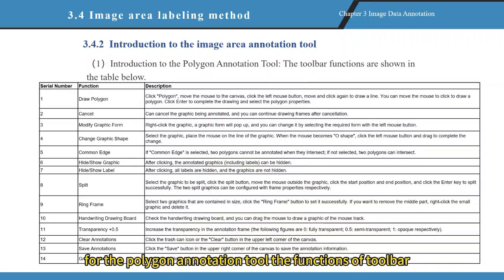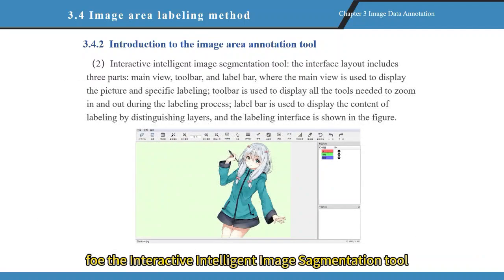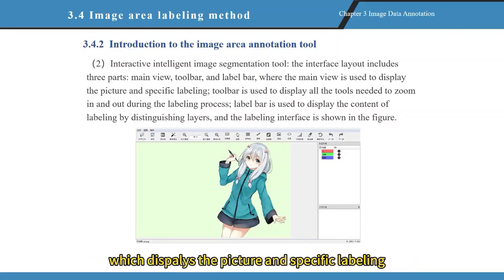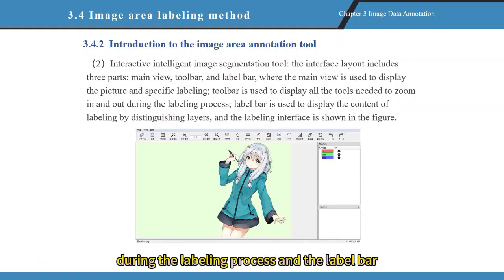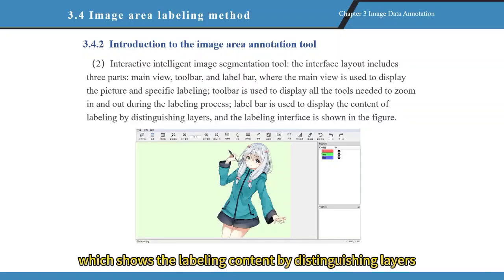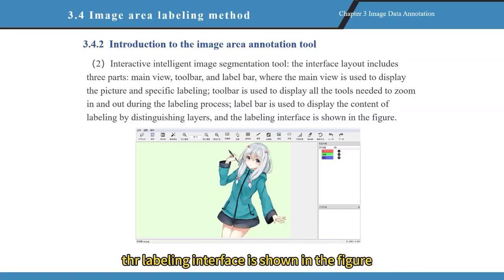For the polygon annotation tool, the functions of its toolbar are presented in the following table. For the interactive intelligent image segmentation tool, its interface layout consists of three parts: the main view, which displays the picture and specific labeling; the toolbar, which shows all the necessary zoom in and zoom out tools during the labeling process; and the label bar, which shows the labeling content by distinguishing layers. The labeling interface is shown in the figure.